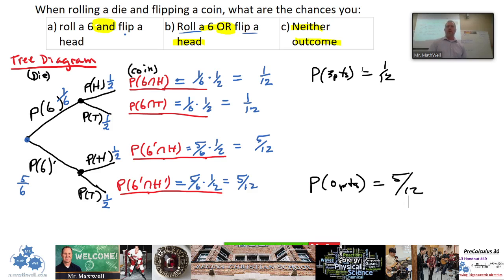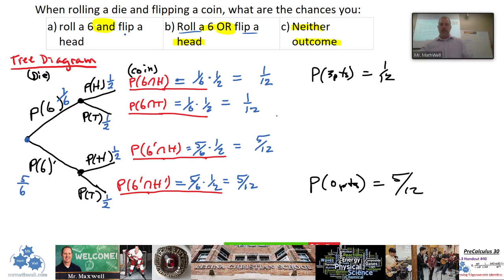Okay. Now, the probability of rolling a 6 or flipping a head. Okay. So this is where it gets tricky, because we have to look at our tree diagram here, and this one includes rolling a 6, right? Both of these two here. And or flipping a head, well, here's a head and here's a head. Okay. And I could write this non-head as a tail there too. That's a tail.